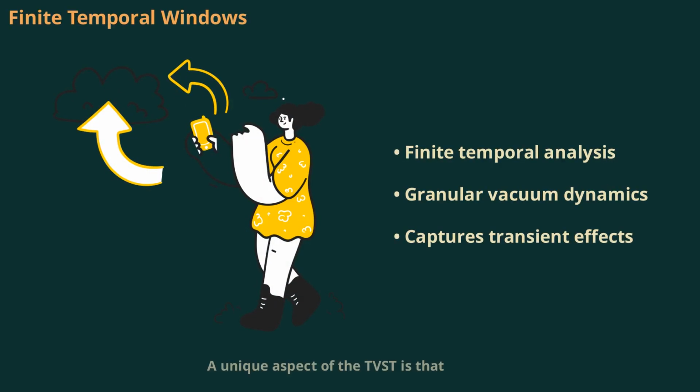A unique aspect of the TVST is that expectation values are evaluated over finite temporal windows. This means that the system's behavior is analyzed within specific intervals of intrinsic time, allowing for a more granular and accurate understanding of vacuum dynamics. This approach is essential for capturing the transient effects that drive advanced propulsion.